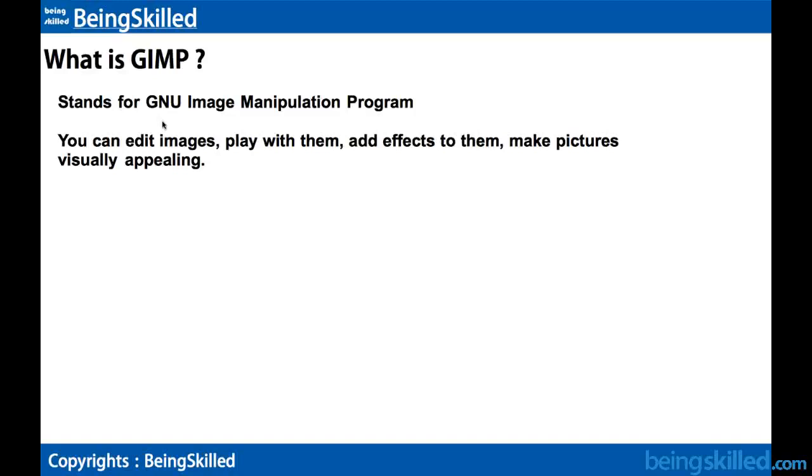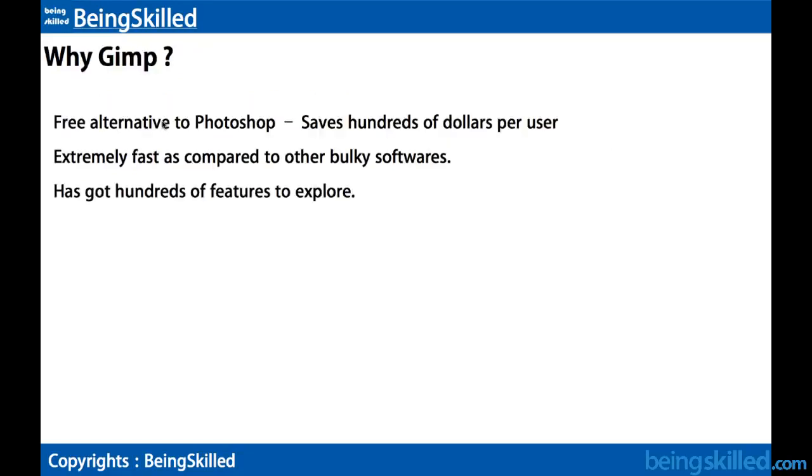Welcome to GIMP tutorial. In this tutorial, we will understand what is GIMP. So GIMP stands for GNU Image Manipulation Program. It is used for editing images, for playing with them, to add new effects to them, and make pictures really visually appealing. So why do we use GIMP?